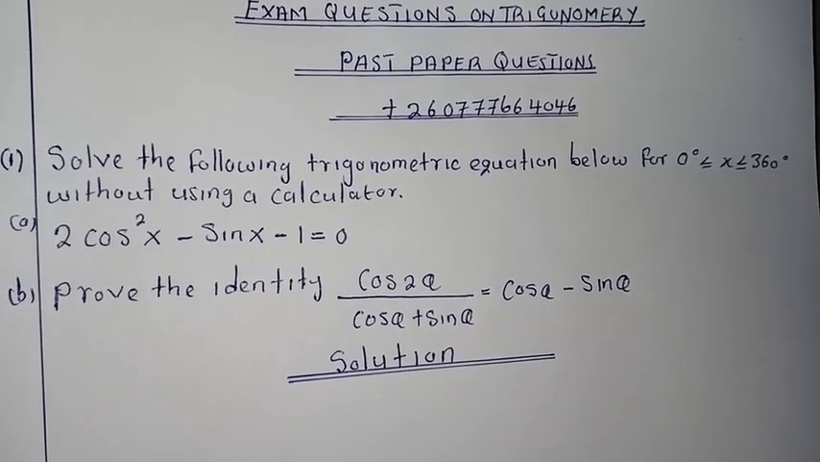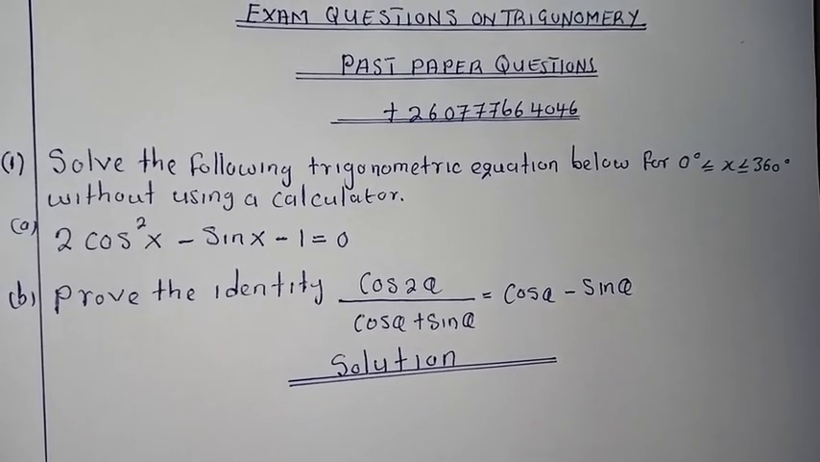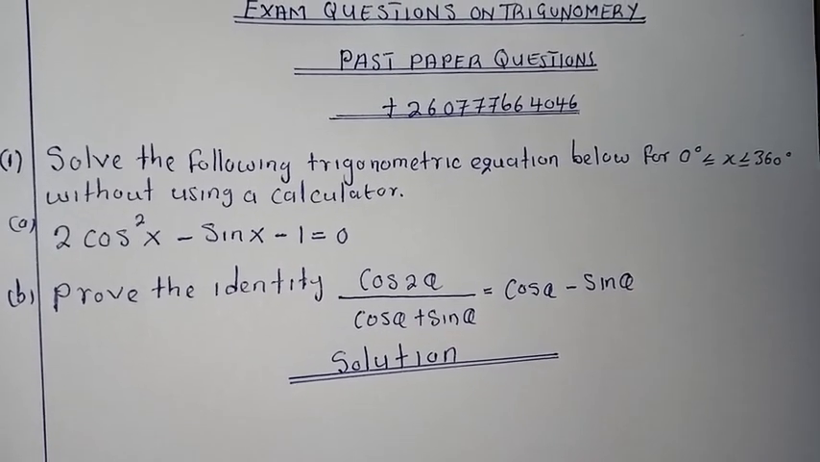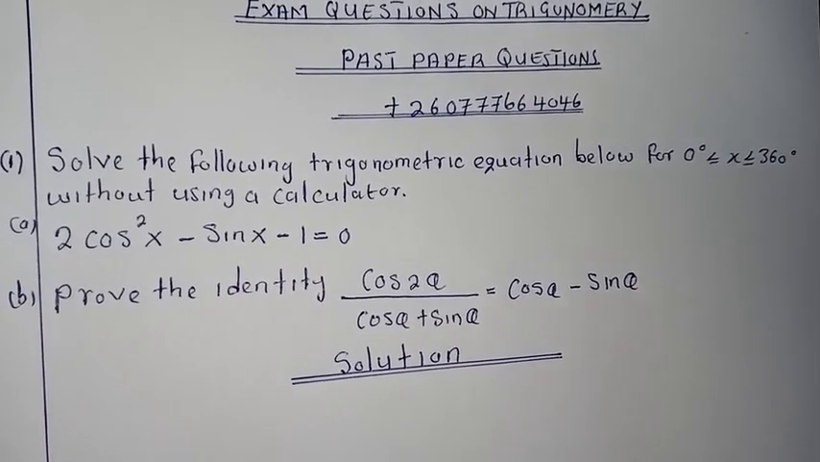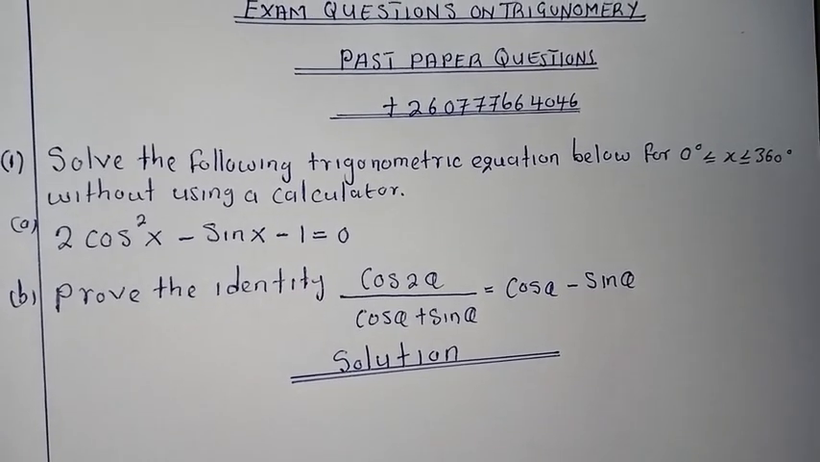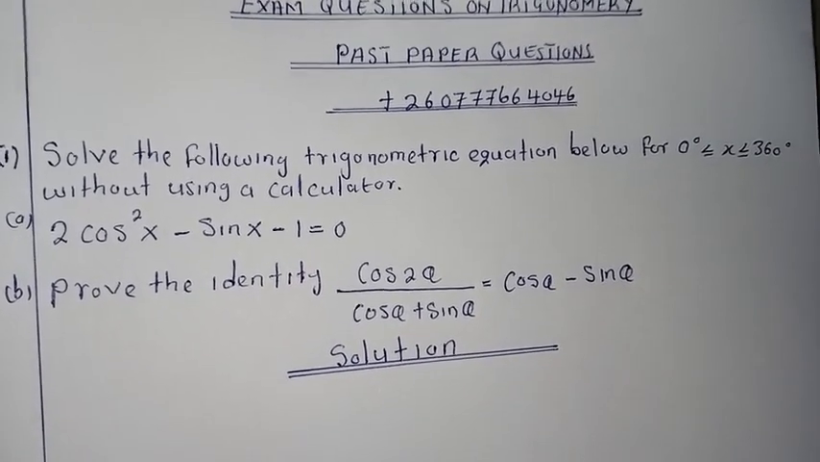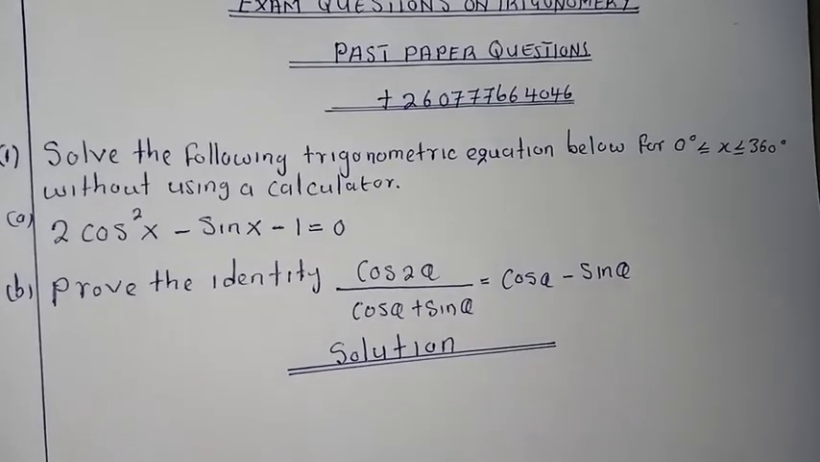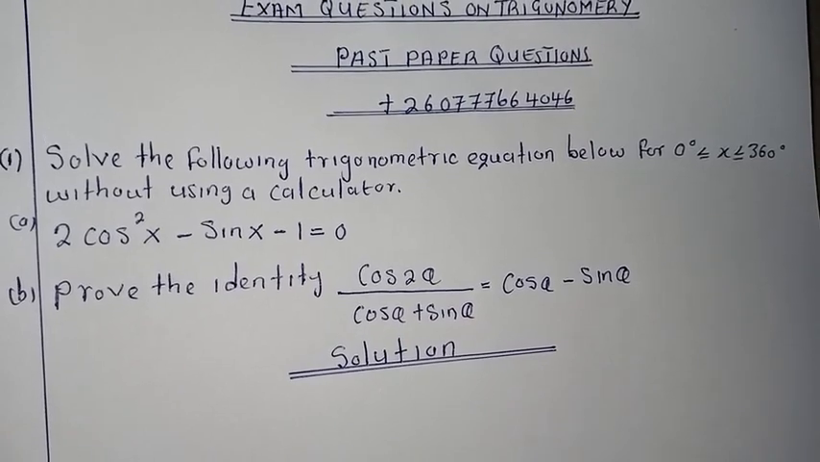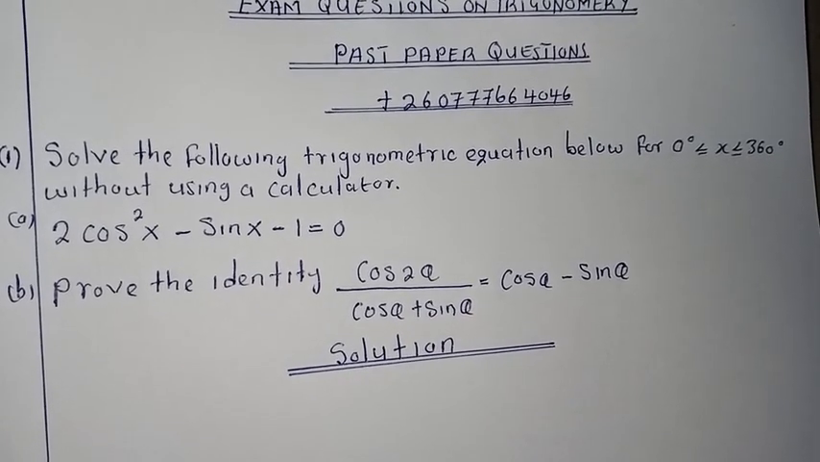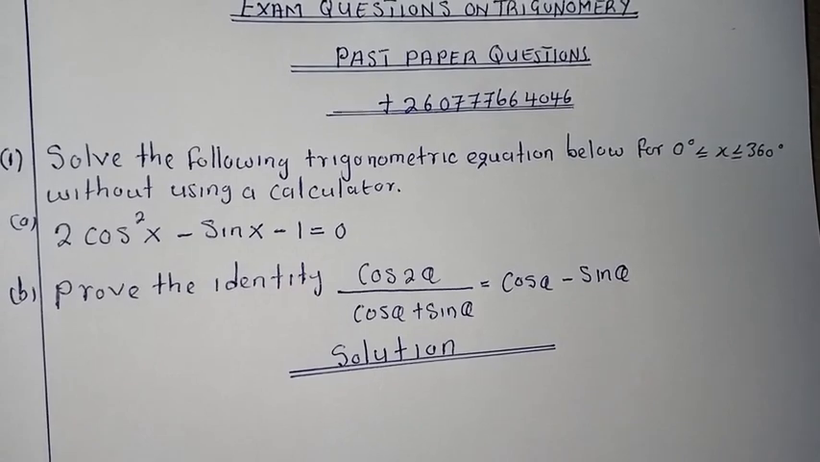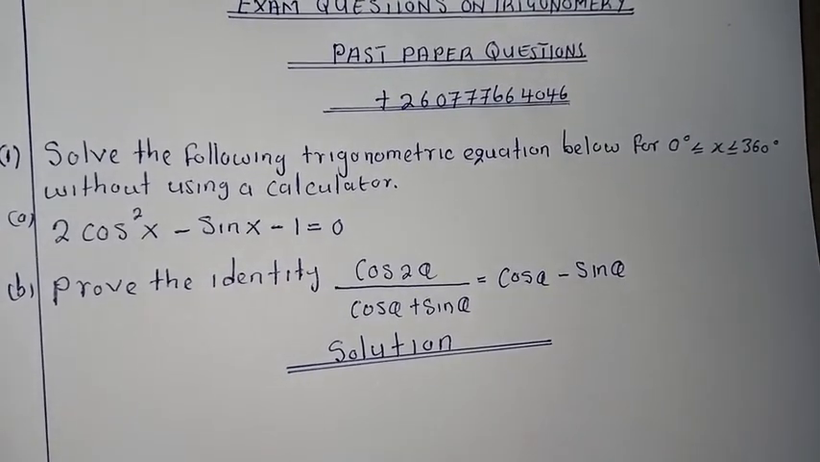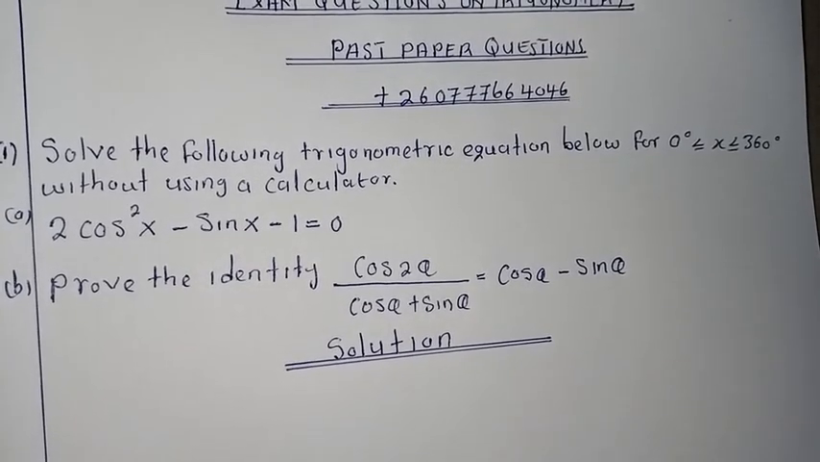So I have a very interesting question which was sent to me in the comment section by one of the students that is learning from here. This is an exam question, and it says: solve the following trigonometric equation below for 0 < x < 360 without using a calculator. We have been given 2 cos squared x minus sine x minus 1 equal to 0.